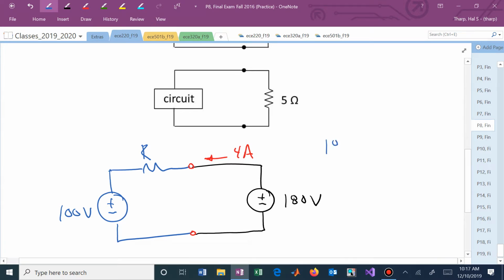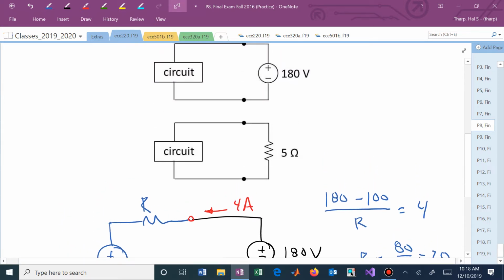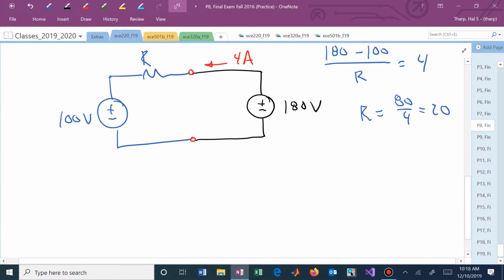We now know that (180 minus 100) divided by R gives us 4. We can solve that for R. R is 80 divided by 4, or R is 20 ohms. Now we've identified what the circuit box contains. It's 100 volts in series with a 20 ohm resistor. And now it's connected here with a 5 ohm resistor.